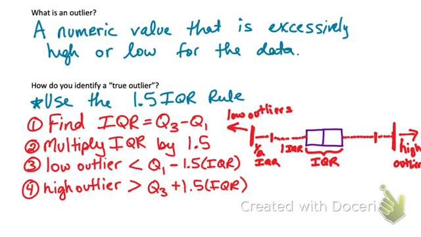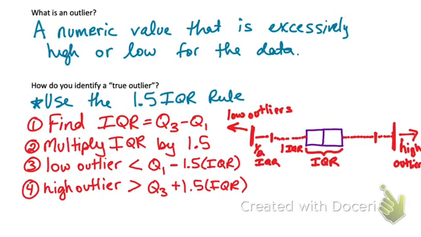Yep. And again, those are not the whiskers per se. That's just 1 IQR and then half of an IQR. That would be my low outlier, and that would be my high outlier. Cool? Cool, let's do it.